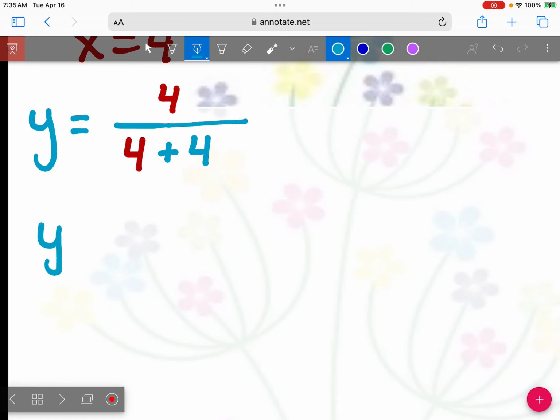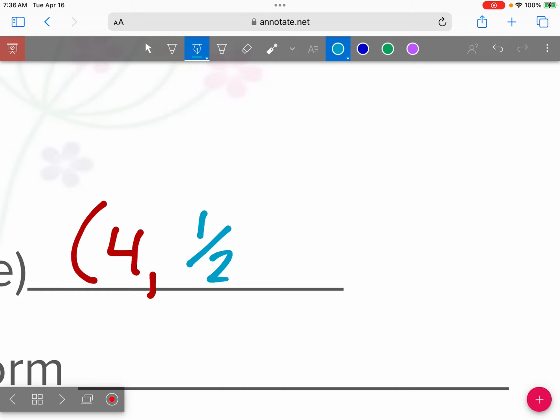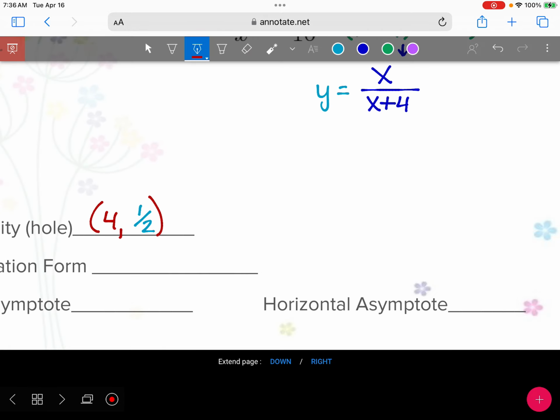So the y value for my discontinuity is 4 over 8, also known as 1/2. So we're going to have a removable discontinuity at the point (4, 1/2). Questions on that part? Because that's our new piece today.